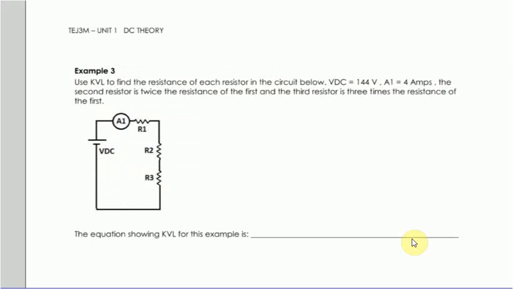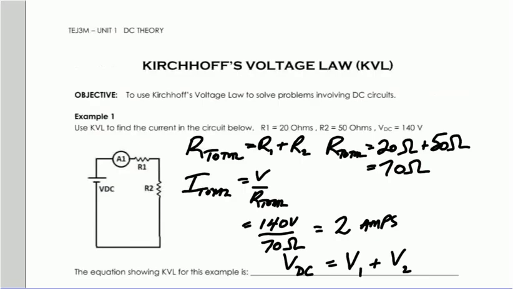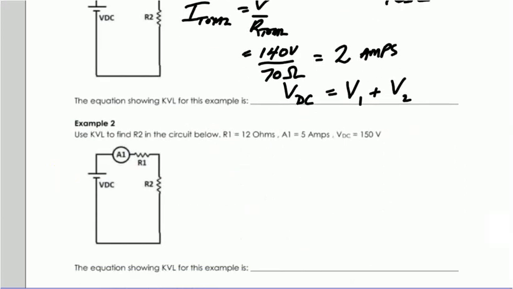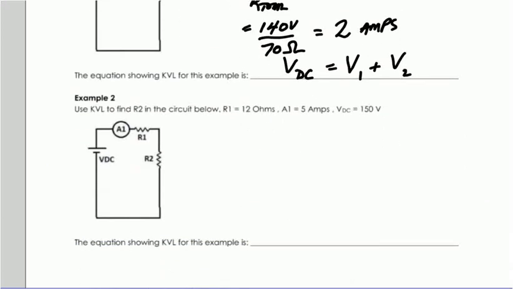If we take a look at the next example, let's just scroll up here and take a look. So for this one, it says use KVL to find R2 in the circuit below given the following information. So we know that R1 is 12 ohms. We know A1 is 5 amps. Well, if you look at A1, this is a series circuit, so the current is the same anywhere in the circuit. The voltage of the power source is 150 volts.